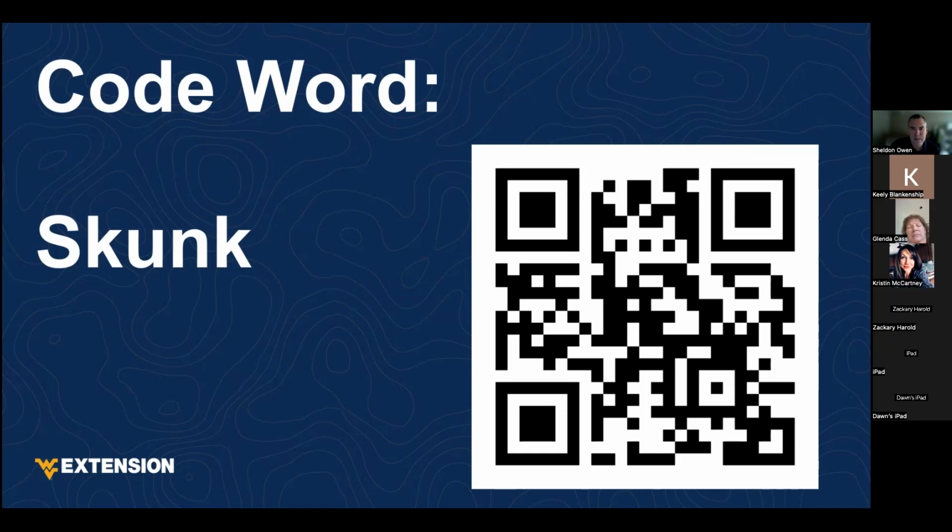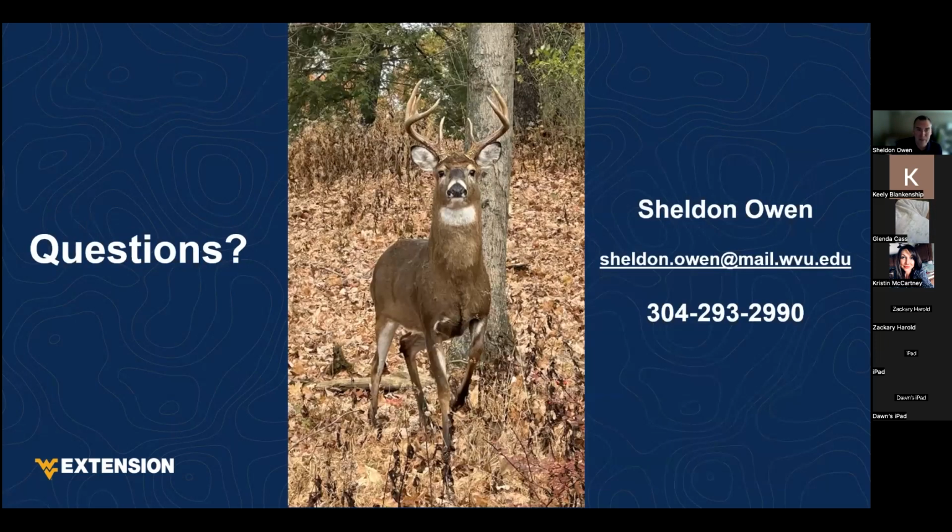All right, looks like that's all the questions. If you do have other questions, hopefully everyone has the code word. They've got the QR code there. If you do have questions, please shoot me an email, sheldon.owen@mail.wvu.edu. I'll get back to you as soon as I can. You can call the office, but I'm rarely there just because I'm out running around the state on various projects and working with you all, the landowners and citizens of West Virginia. So I will get back to you. It just may take me a couple of days to do that. Email is the easiest way. So if you have any wildlife related questions, please shoot me an email and I'll respond as quickly as I can.